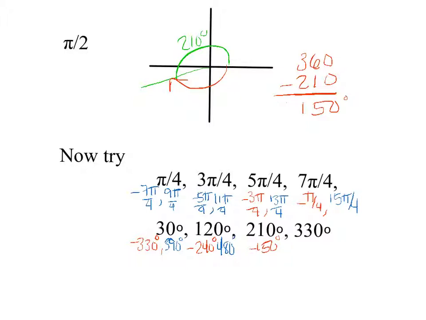And then I go a full circle and back again. So I've got the 360 plus the 210 gives me 570 degrees, and that'll be positive since I'm going in a positive direction.